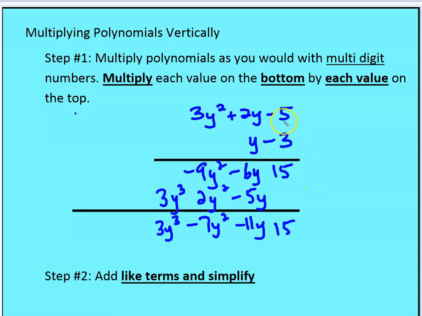Okay, so negative 3 times 5 is 15. Negative 3 times 2y is negative 6y. Negative 3 times 3y squared is 9y squared. Then y times negative 5 is negative 5y. y times 2y is 2y squared. y times 3y squared is 3y cubed. I'm aligning the like terms and then adding: 15, 11y, negative 7y squared, and then 3y cubed. I'm going to add like terms here and then simplify. And I'm done.